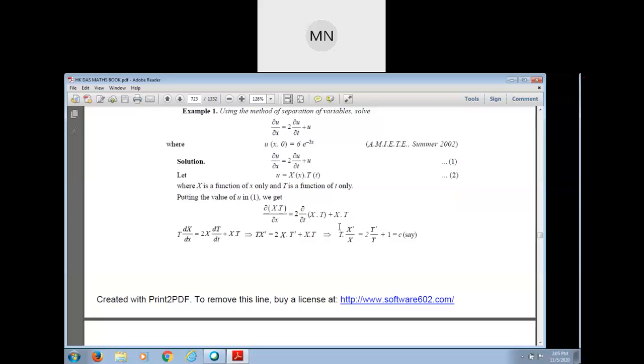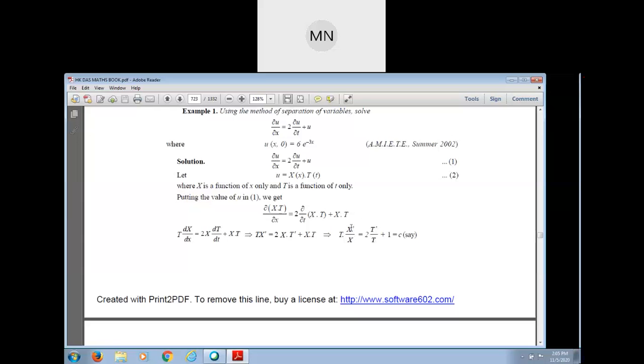Okay? So, in the next step, we write this one. X dash by x equals to twice. Finally, we get this one. Now, see that here x is with what? With x. Here t is not there. Don't confuse between it. T is not here. Thus, this one is x dash by x equals to twice t dash by t.